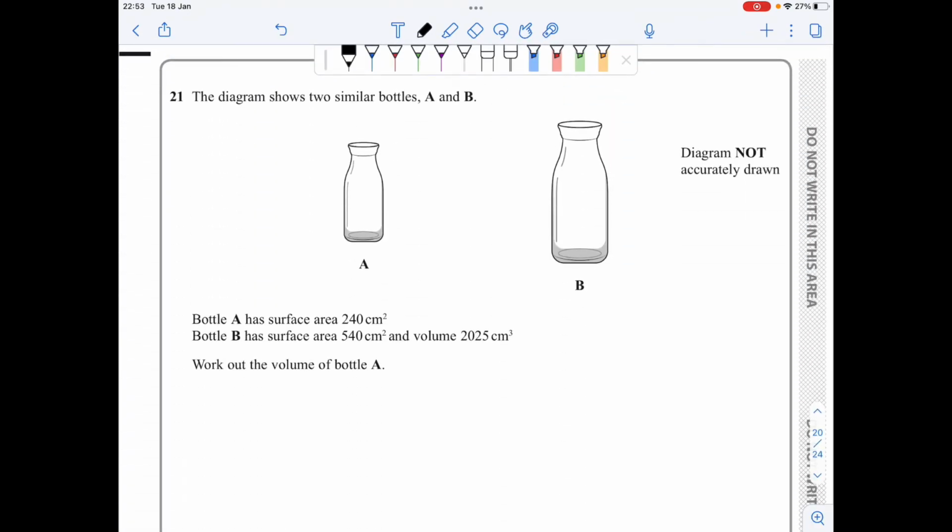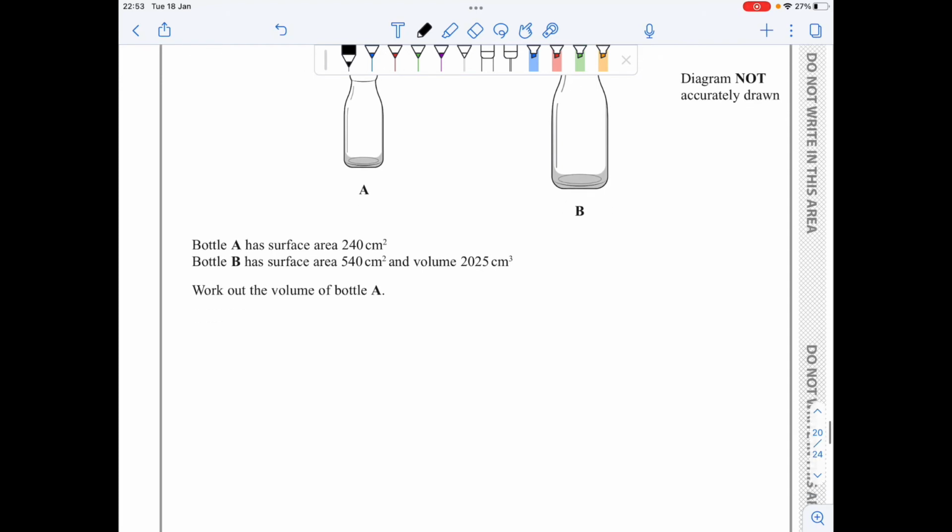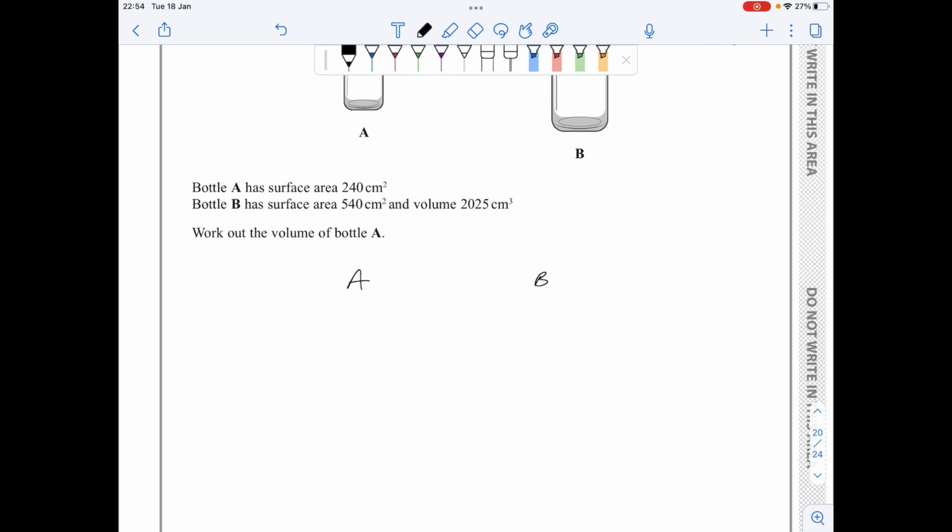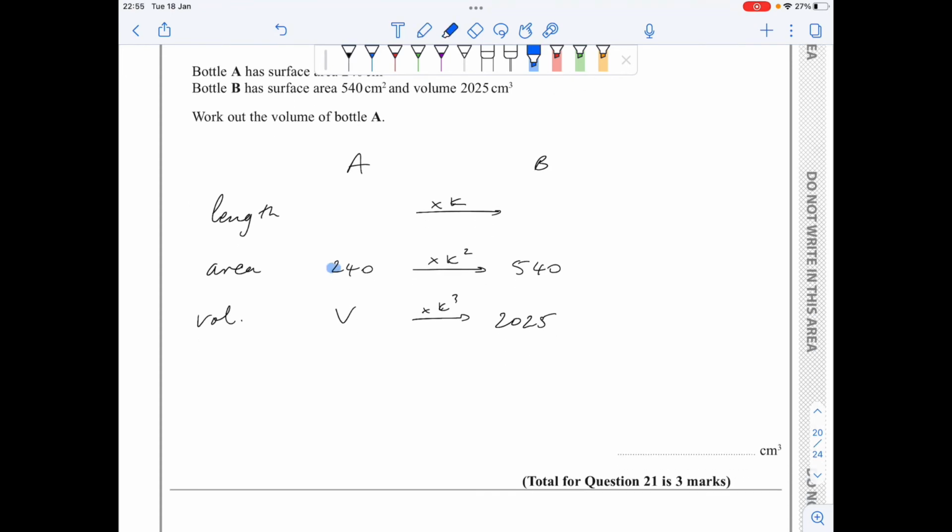For question 21, I will work with the scale factor approach. Now, I have two shapes, A and B. The length scale factor is k. The area scale factor is k squared, and we know the two areas, 240 for A and 540 for B. And the volume scale factor is k to the power of 3. I don't know the volume of A, but I do know the volume of B. I'm going to use the areas to find the value of k.